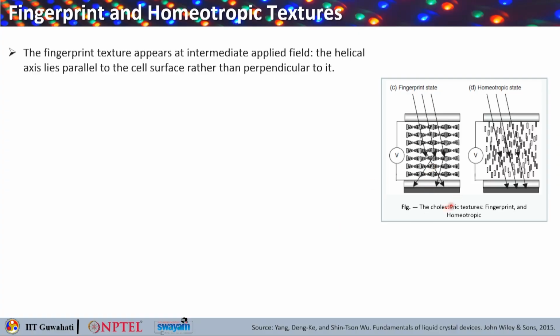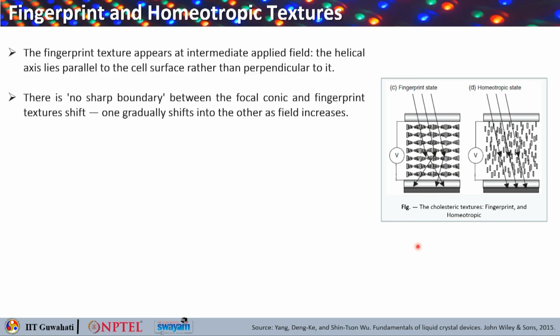The fingerprint texture, as you can see here, appears at intermediate applied field. The field is applied between the electrodes, and the helical axis basically lies parallel to the cell surface rather than perpendicular to it. There is no sharp boundary between the focal conic and the fingerprint texture shift. One can gradually shift into the other as the field increases.